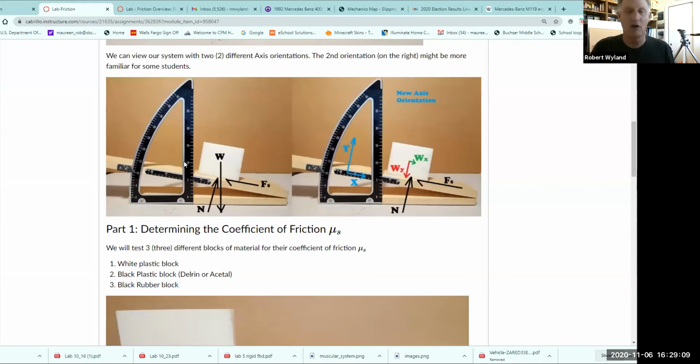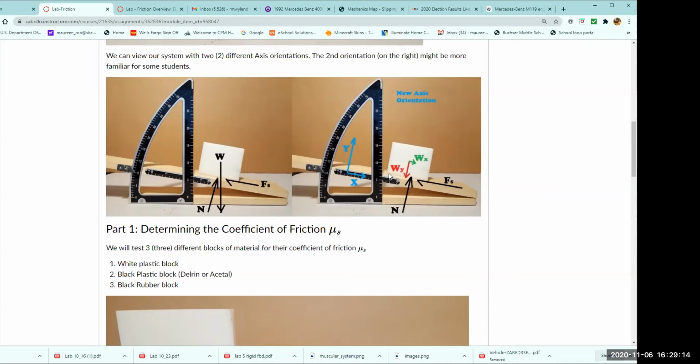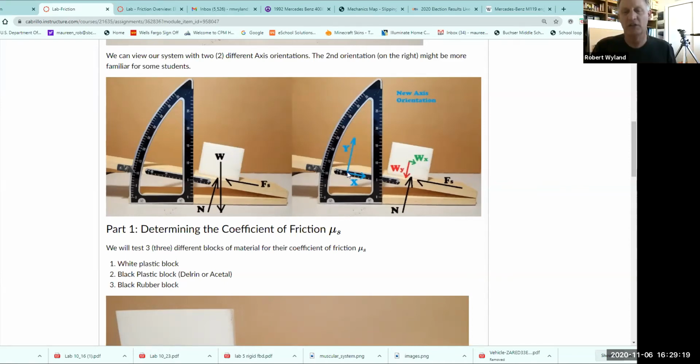I'm going to strongly urge you, and if you don't, I think you'll find this to be a difficult problem, to reorient your coordinate system so that X is along the surface of that wood plane where the friction is taking place, and Y is perpendicular to that surface. And then break W into components, Wx and Wy, based on whatever theta is. So if you use it this way, you'll find that you'll be able to do things much more easily.